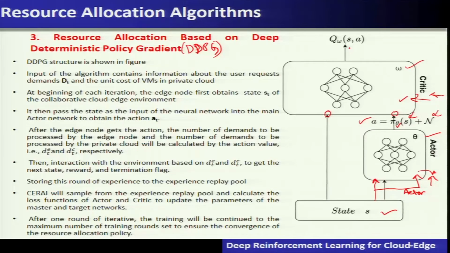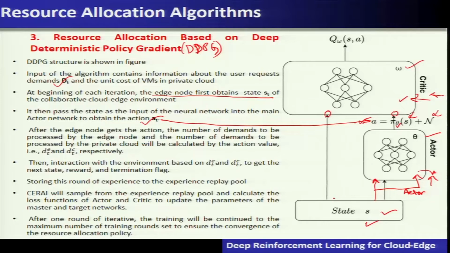So, let us understand this particular figure we have explained. The input of this algorithm contains the information about the user demands. All these things we have already explained. At the beginning of each iteration, the edge node first obtains the state st here, and then it passes the state as the input of the neural network into the main actor network to obtain this particular action, which I have already explained.